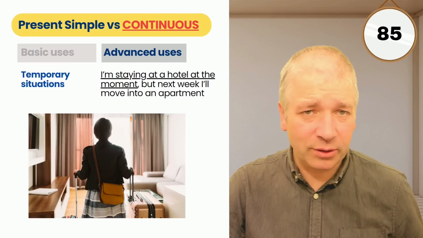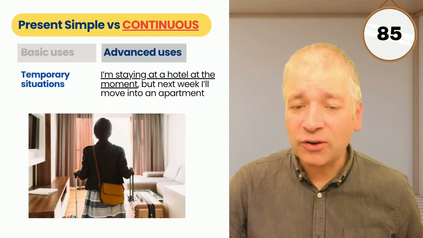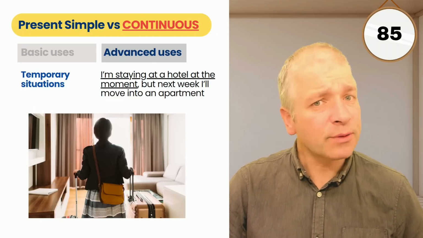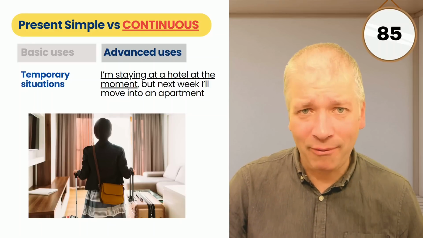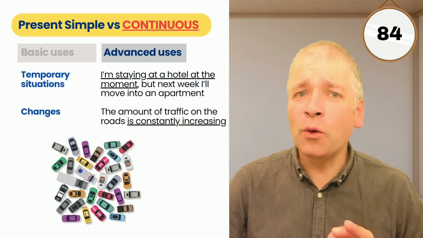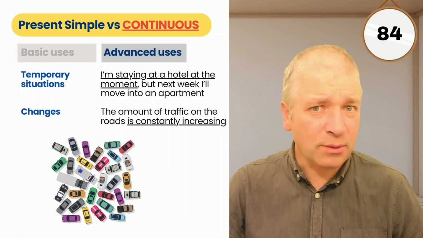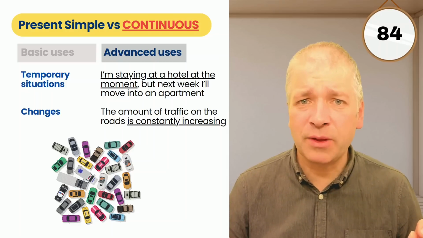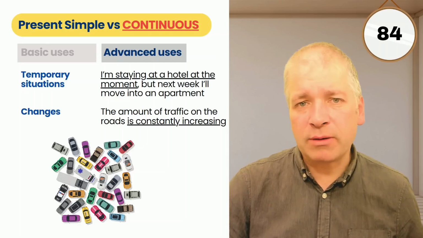Temporary situations can use the present continuous. I am staying at a hotel at the moment, but next week I'll move into an apartment. So to emphasize the fact that staying at a hotel is temporary, use the present continuous. Also for changes in general. The amount of traffic on the roads is constantly increasing. So to indicate a change is happening in something, particularly with words such as increase or decrease, use the present continuous.